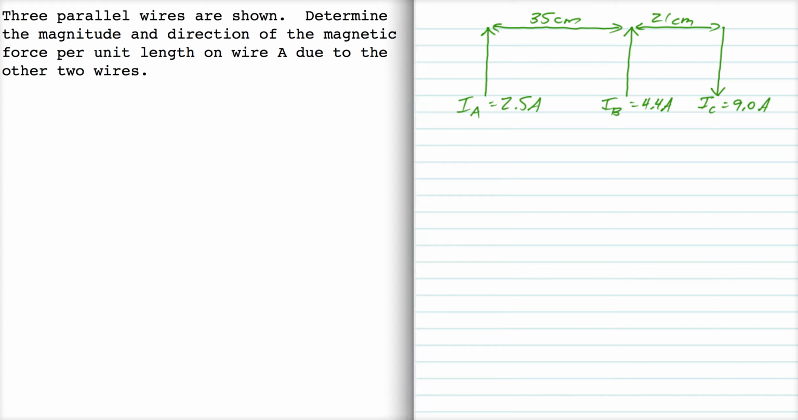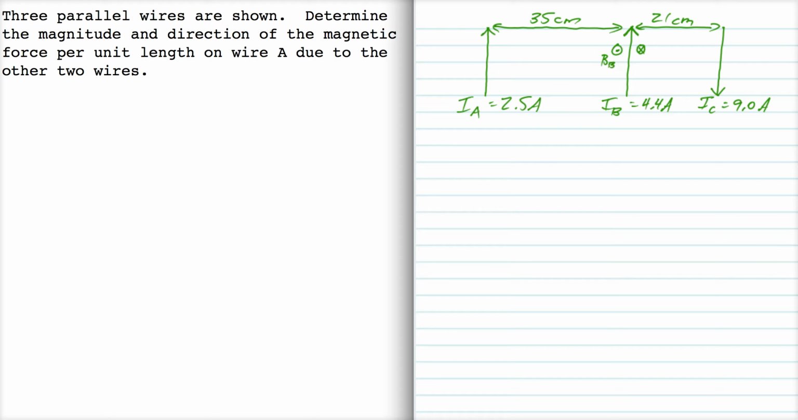Okay, so we need to find the magnetic field over here at wire A due to the other two wires in order to find the force. Let's start with wire B. The right-hand rule for wire B: if you point your thumb in the direction of current for wire B, then your fingers will go into the page on this side and they'll come out of the page over here. So that's the magnetic field due to wire B.